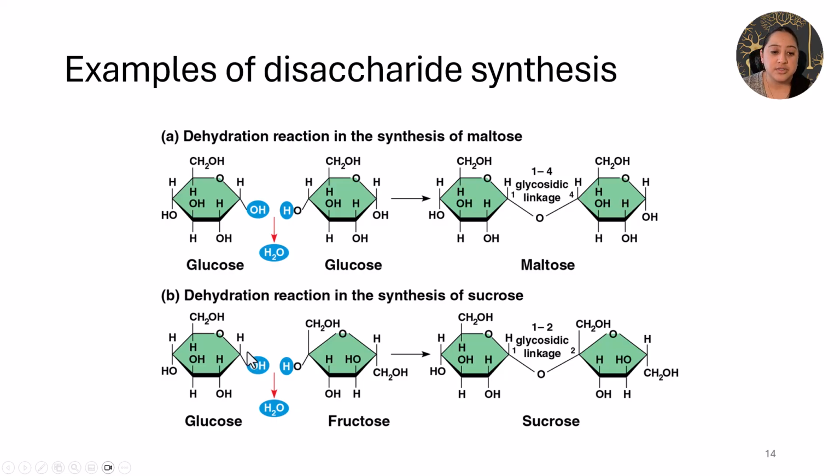So glucose and then a fructose looks slightly different. And so again, you do a dehydration reaction to build this, and in this case, you're building sucrose, another disaccharide.